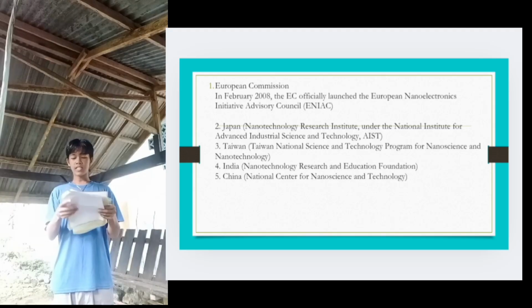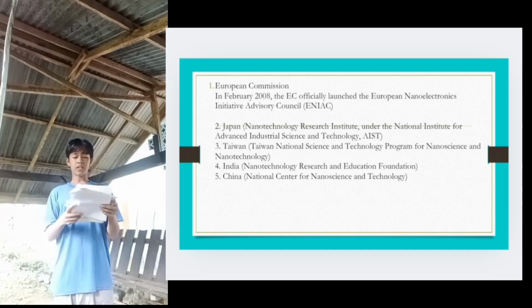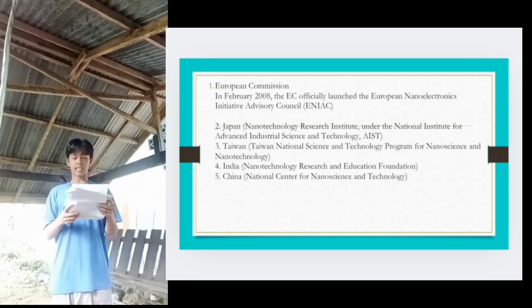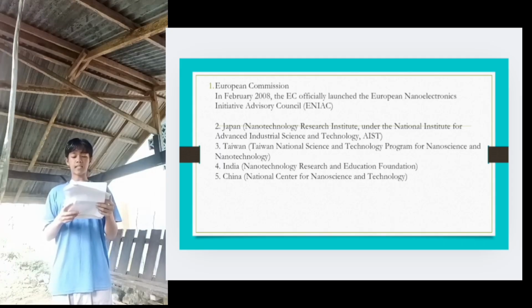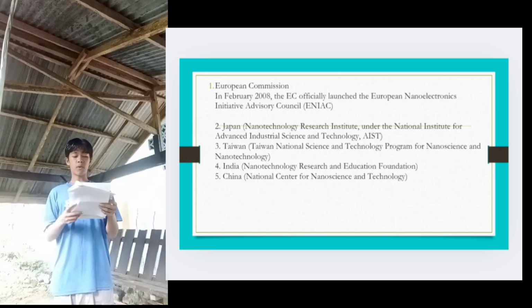The fourth one is India. India supports nanotechnology for education, health, and environment improvement. Example, using nanofilters to clean polluted water in rural areas. The fifth one is China. China's research focuses on using nanotech for medicine and renewable energy. Example, developing nanosensors that can detect diseases early in the body.